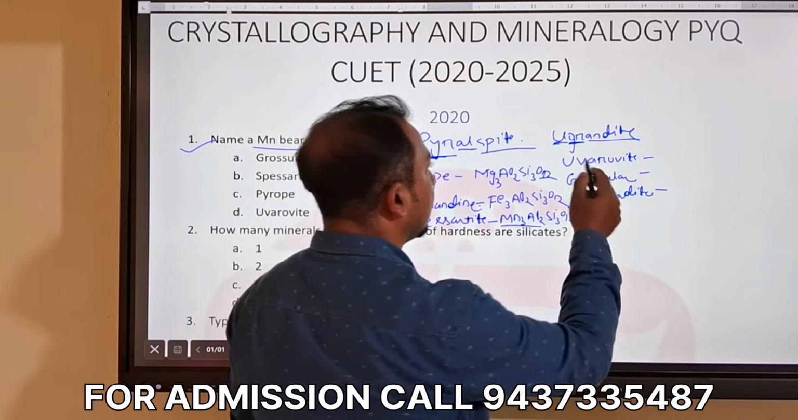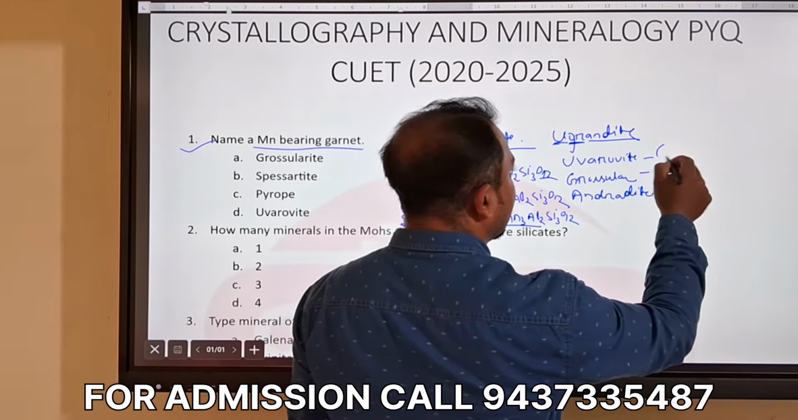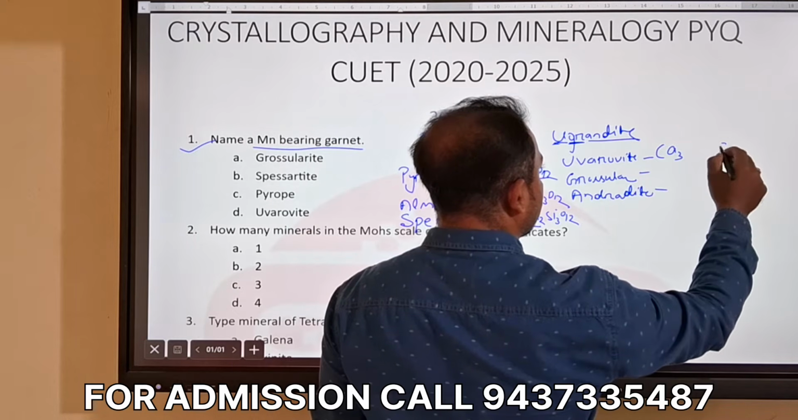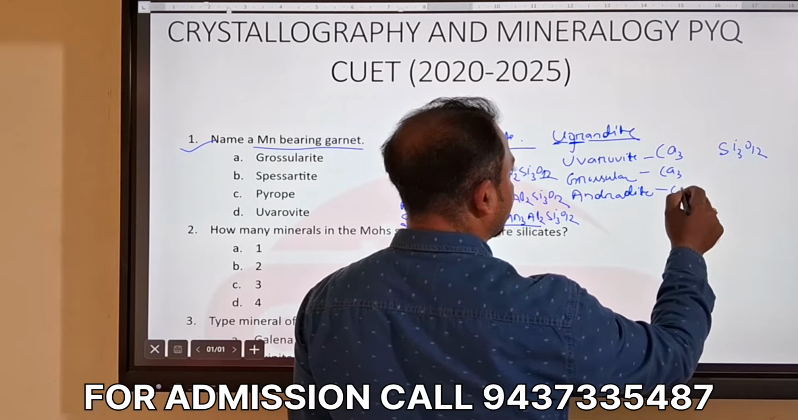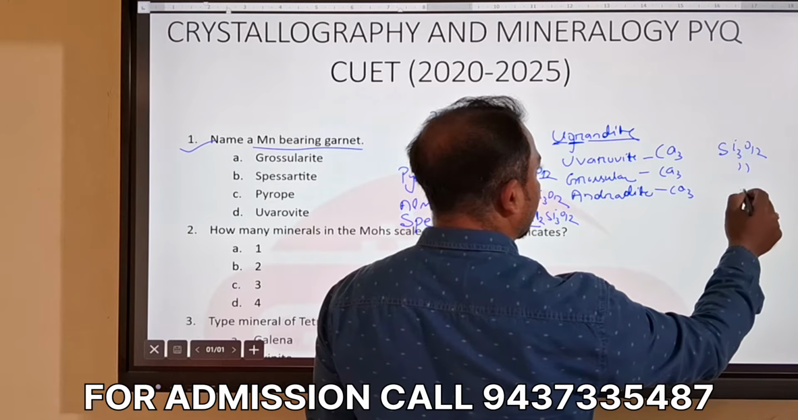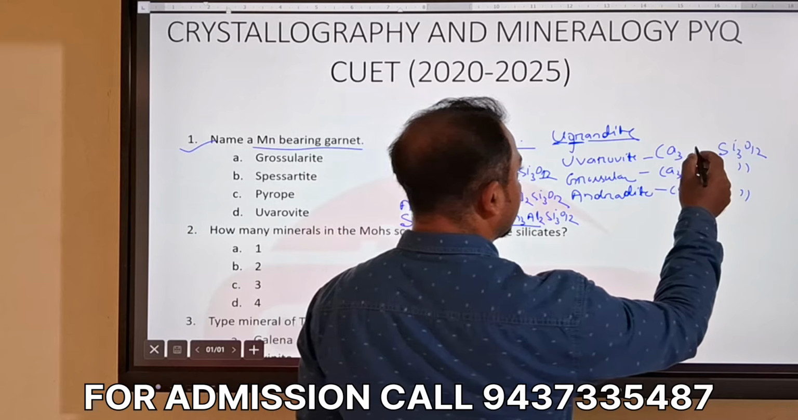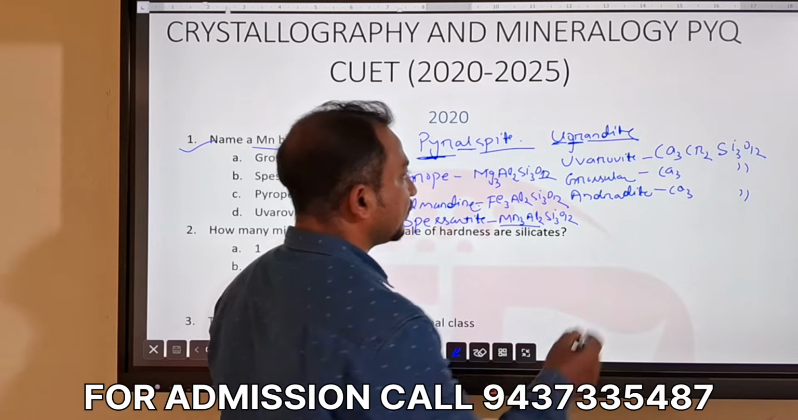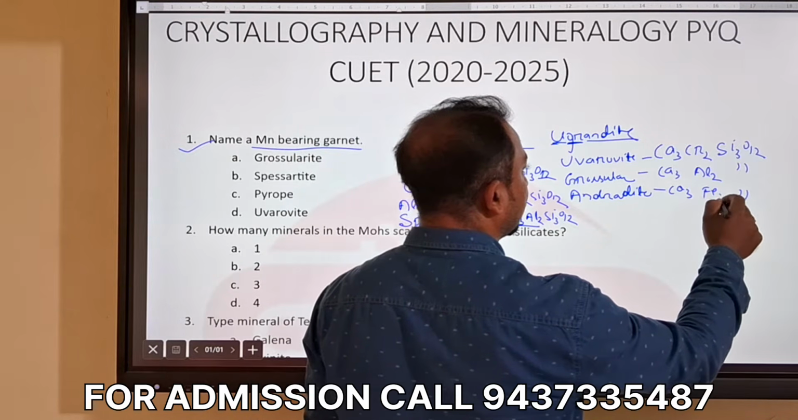In case of the ugrandite series, we have uvarovite, grossular, and andradite. Here Ca3 and this Si3O12 is constant. So uvarovite is chromium bearing, Ca3Cr2. Grossular is aluminium, andradite is Fe2.